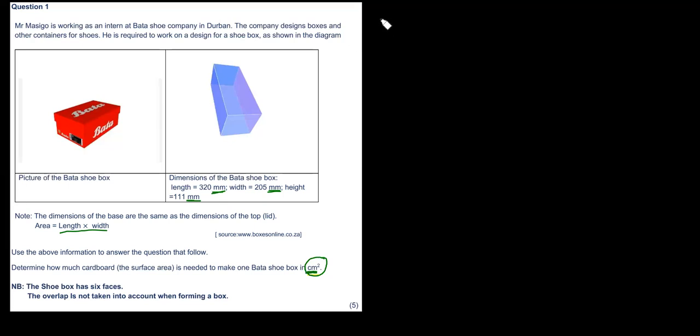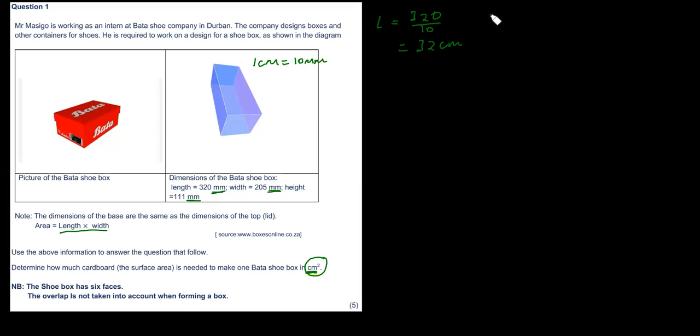Okay, our length is 320. Remember, 320 divided by 10. Why? Because we know that one centimeter is equal to 10 millimeters. So we have to divide by 10 here. So it's going to be 32. So it's 32 centimeters.